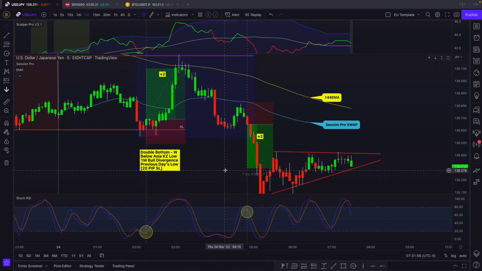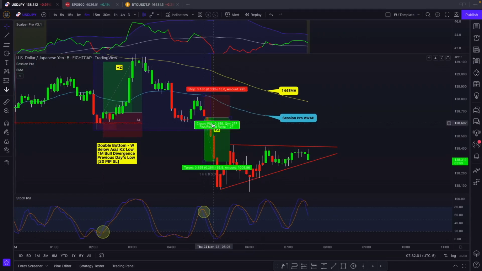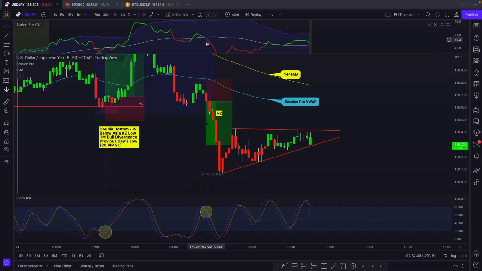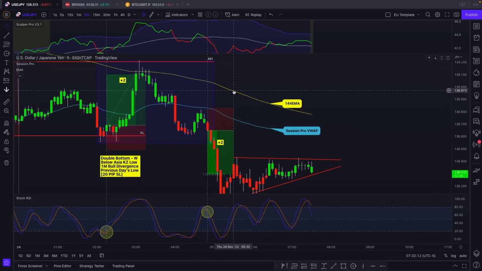They might be exhausted, for example, and hourly traders jump into this market short, move it further back down, and here we have it. So we had our bearish Scalper Pro and our bearish stochastic RSI crossover for a beautiful valid short entry below the 144 EMA and below the Session Pro VWAP.